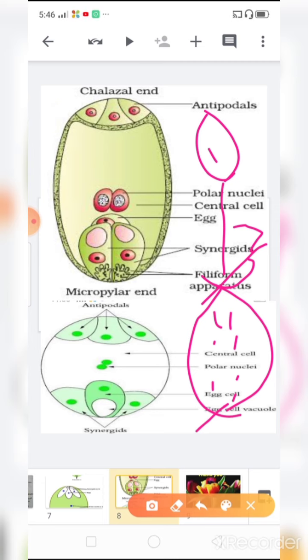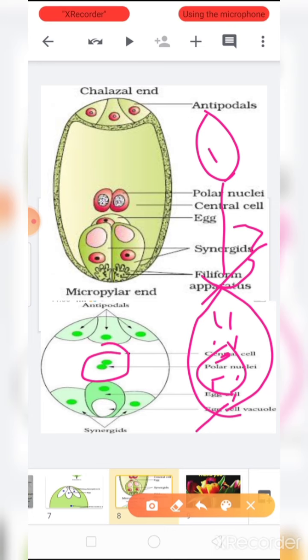Later on, 1 nucleus from the micropylar end and 1 nucleus from the chalazal end come to the center of the embryo sac and fuse together and form the diploid secondary nucleus.